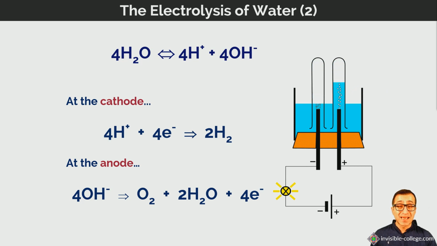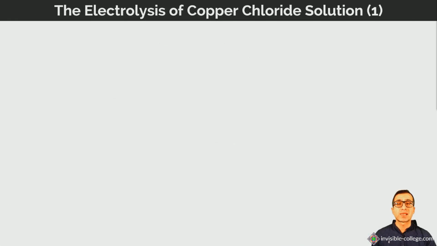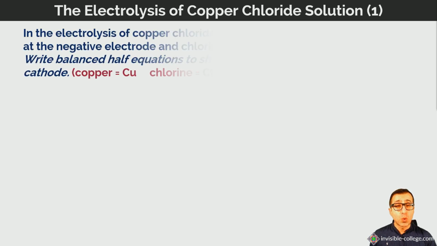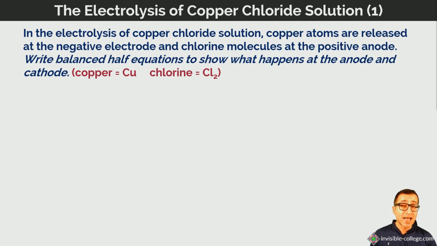So another important electrolytic reaction that you need to be familiar with is the electrolysis of copper chloride in aqueous solution. So let's take a look at that now. Now, in this type of electrolysis, copper atoms are produced at the negative electrode and chlorine molecules at the positive anode. So how would you write a balanced equation to show what happens at the anode and the cathode? Well, let's look at that now.